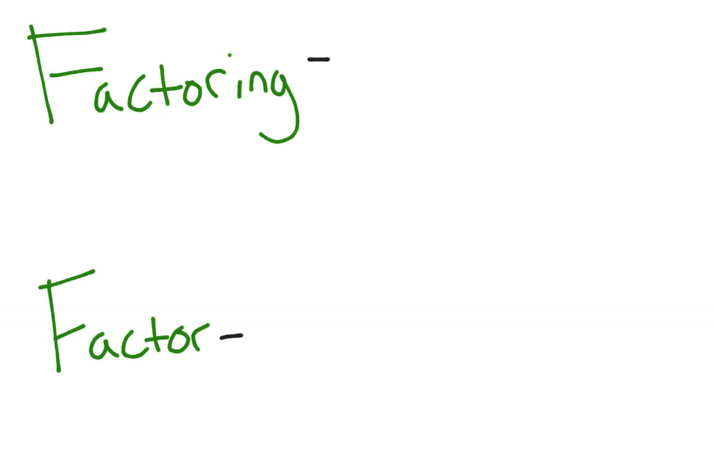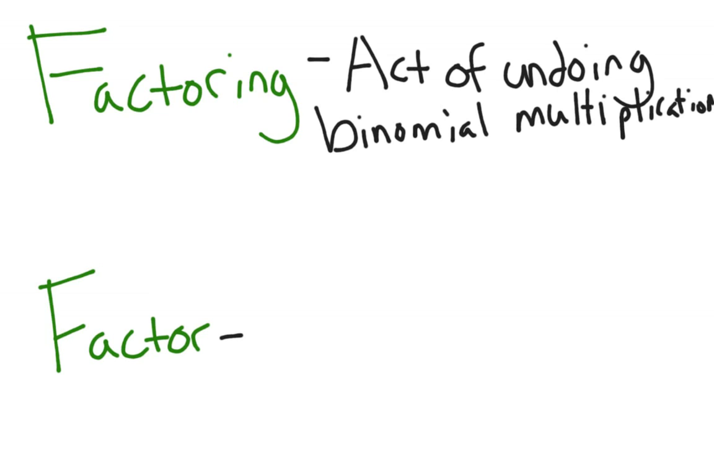So there's two words I want to talk about, and those words are factoring and factor. Factoring is the act of undoing binomial multiplication. I like saying the act of undoing binomial multiplication because factoring is doing something. You're going to make the problem look different when you're factoring. A factor, on the other hand, is part of what you get when you do factoring. A factor is something that can be multiplied to get a polynomial.